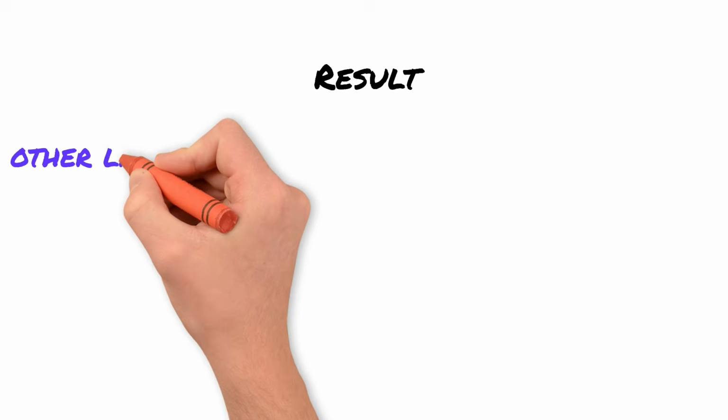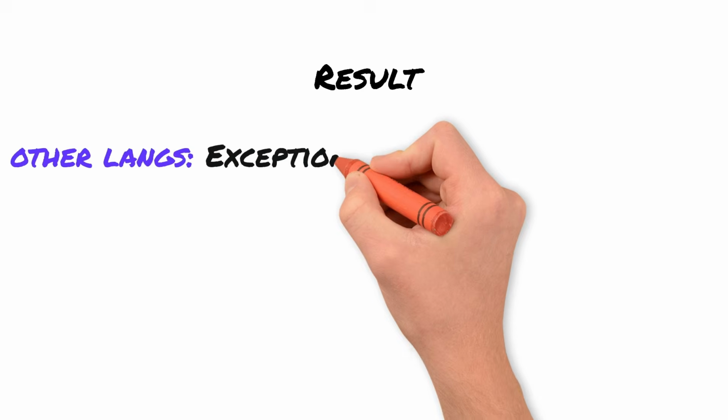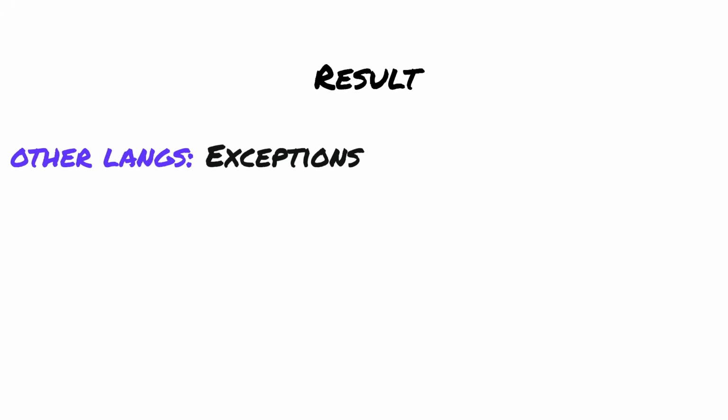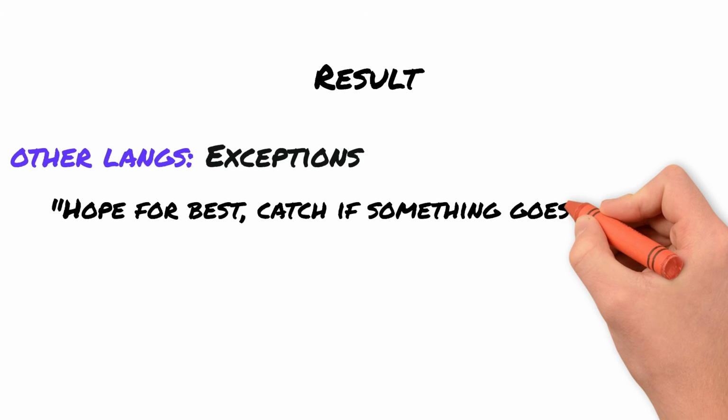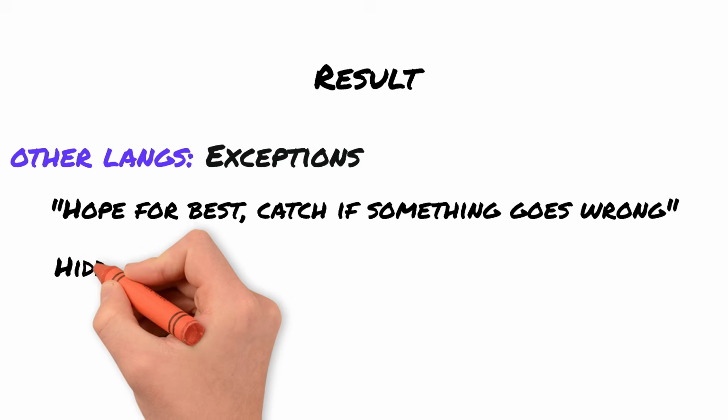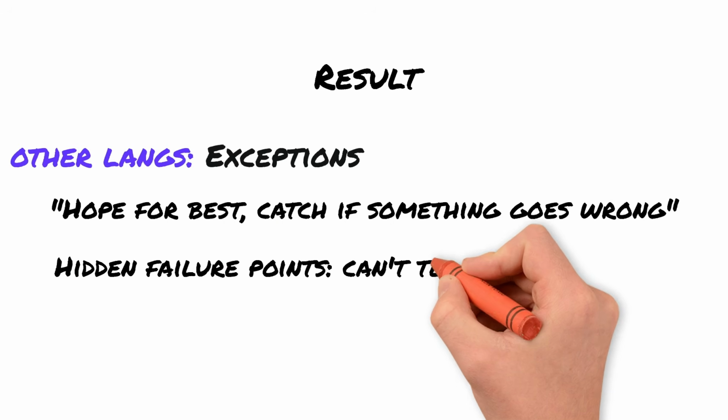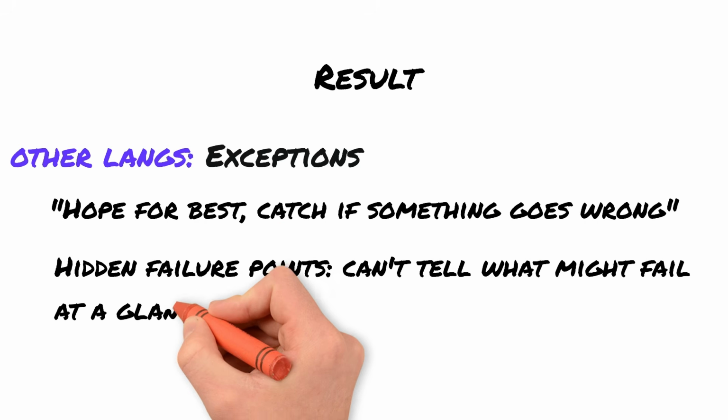Other languages have a traditional exception model for recoverable error handling. In simple terms, it's hope for the best, catch exceptions if something goes wrong. But that has hidden failure points, and you can't tell what might fail at a glance.